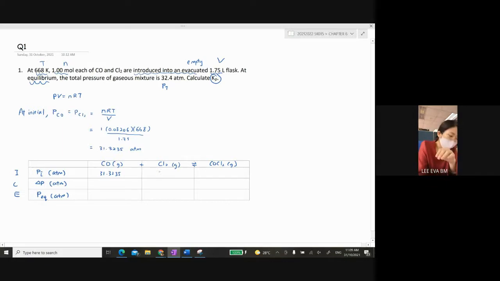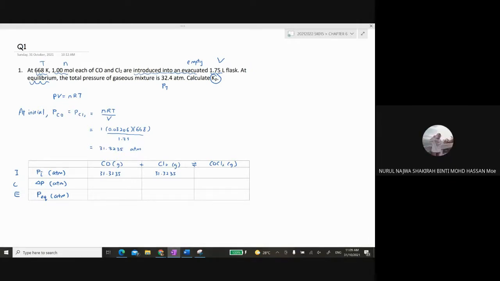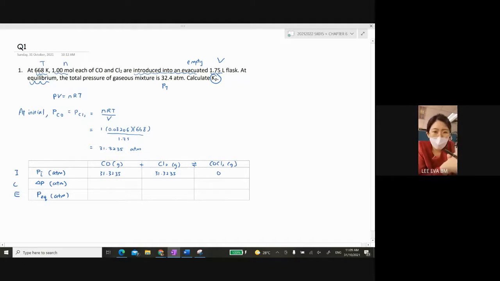Chlorine gas also the same, 31.3235. Is there anything for your product? No. Then you put 0. So we say introduced and evacuated. That is the initial partial pressure. No product yet. No reactions yet.